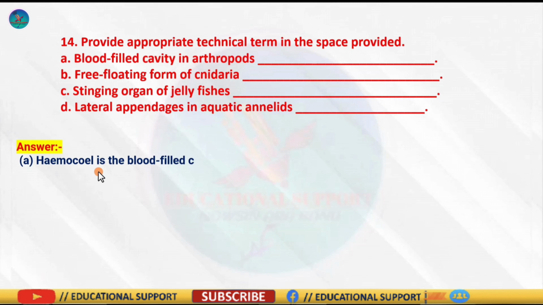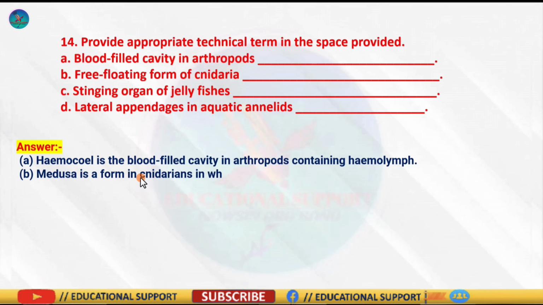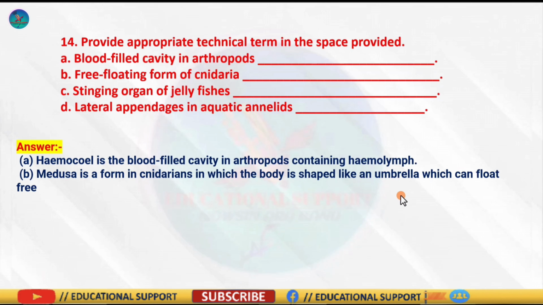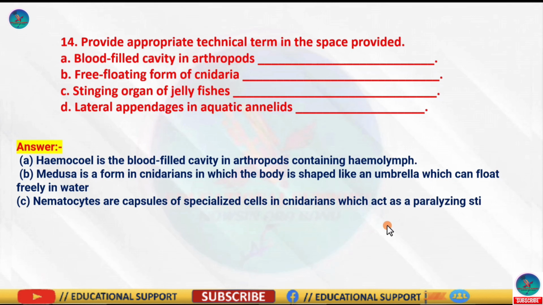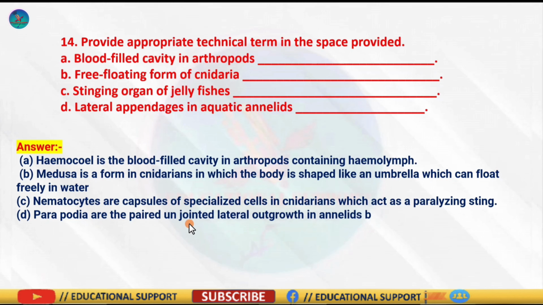Haemocoel is the blood filled cavity in arthropods which contains haemolymph. Medusa is a form in cnidarians in which the body is shaped like an umbrella which can float freely in water. Nematocysts are capsules of specialized cells in cnidarians which act as a paralyzing sting. And parapodia are the paired unjointed lateral outgrowths in annelids.